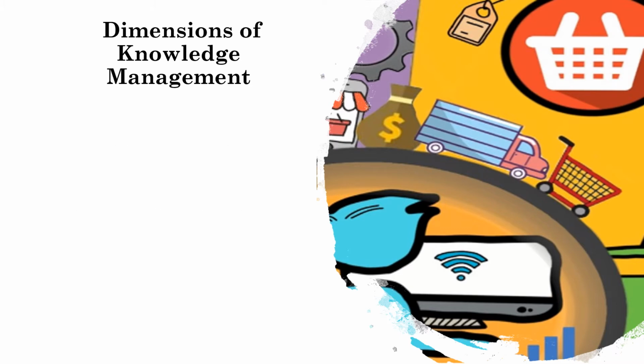So, dimensions of knowledge management. Strategy. Strategy for information management needs to rely on the corporate strategy. The aim is to manage, share, and create the relevant assets of knowledge that will help meet the tactical and the strategic requirements. And then we also have the organizational culture.